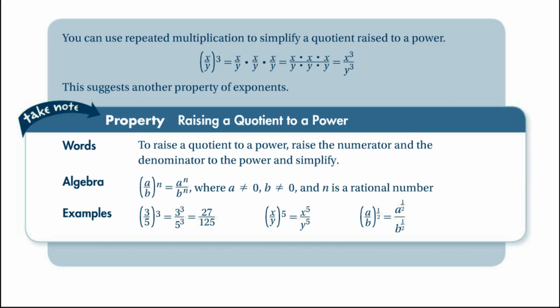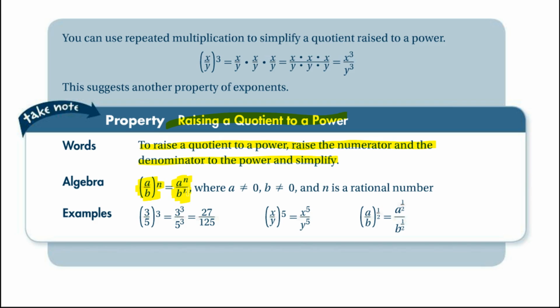All right, the next part in our journey on exponents is going to be raising a quotient to a power. To raise a quotient to a power, raise the numerator and the denominator to the power and simplify. So the quantity a divided by b to the n power becomes a to the n divided by b to the n, where a cannot equal 0, b cannot equal 0, and n is a rational number. You have some examples there.